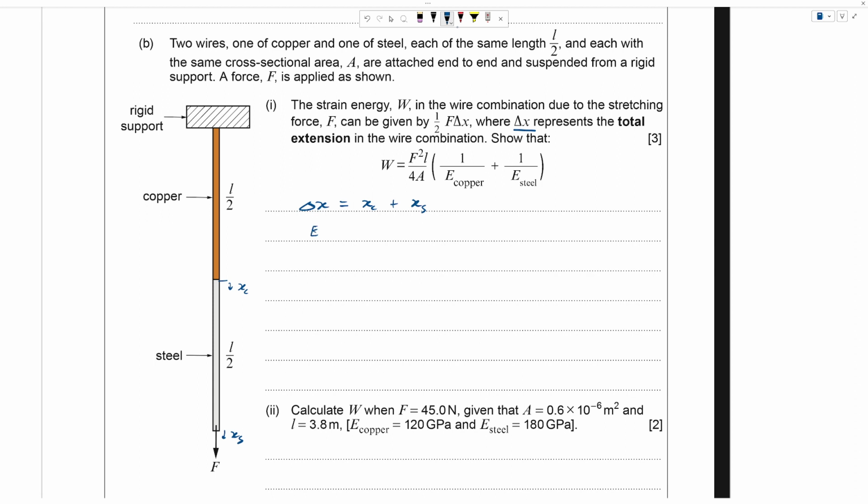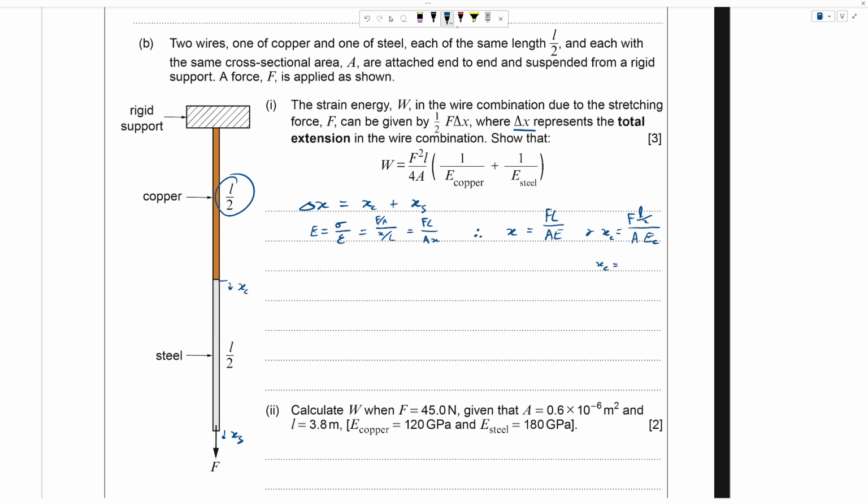So Young modulus, generally, stress over strain, that is equal to force over area divided by extension over length, which is equal to FL over AX. So therefore, X is equal to FL divided by A times E, and X copper must be equal to F, the original length, L/2, divided by the cross-sectional area, which is just A, multiplied by Young modulus for copper.